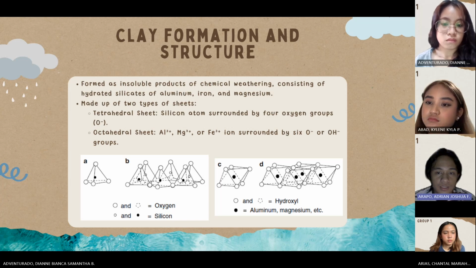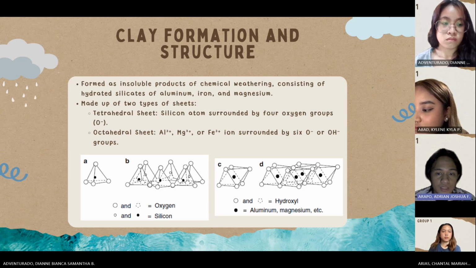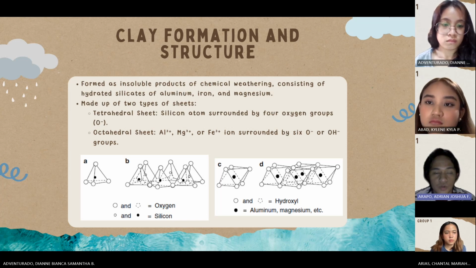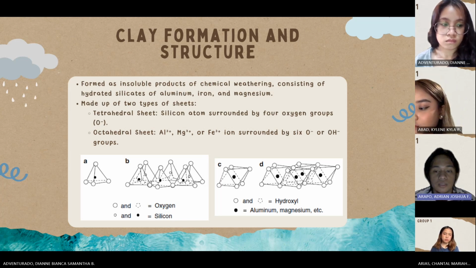First, the tetrahedral sheet. The sheet has silicon atoms at the center, surrounded by four oxygen atoms, forming the tetrahedral shape. You can be seeing that on the figure A and B, wherein the B is the sheet. Next would be the octahedral sheet, as you can see on the figure C and D. In this layer, ions like aluminum, magnesium, or iron are surrounded by six oxygen or hydroxyl groups, creating an octahedral structure. Next slide, please.